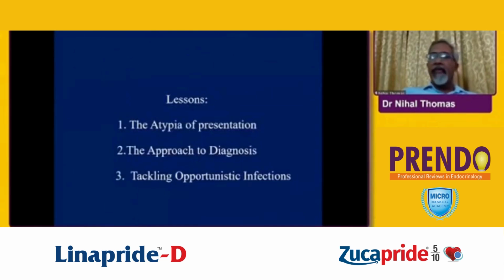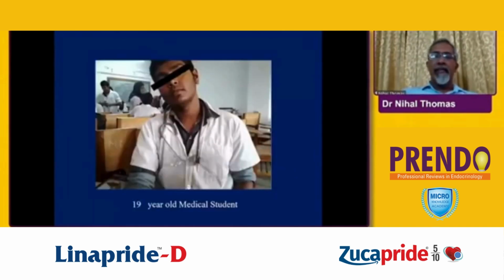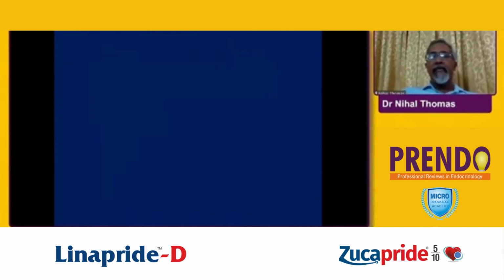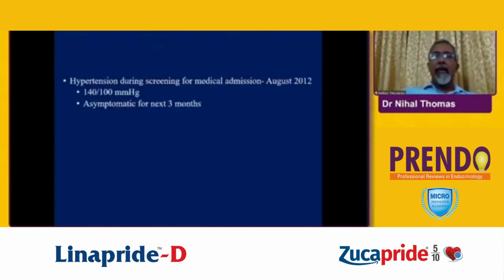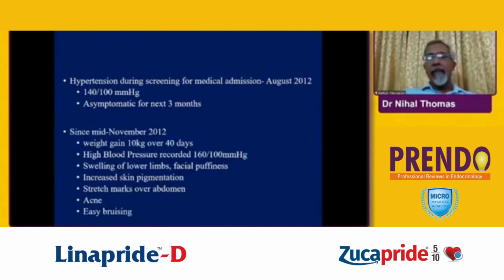So let's first talk about the ATPA presentation, an approach to diagnosis, and how we tackle opportunistic infections. This is a 19-year-old medical student who presented with hypertension during screening for medical admission in August 2012. He had hypertension and was asymptomatic for the next 3 months. They thought it was white-coat hypertension and left it alone.